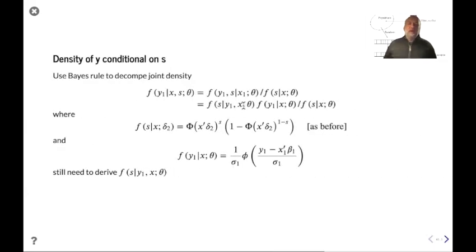Okay, so now we need to derive the density of y conditional on selection, and of course the explanatory variables, like we'll always do. Again, we can use Bayes' rule to decompose this conditional density into a joint density divided by the marginal density for selection. This is just standard statistics. And then this joint density here can be decomposed into these two parts.